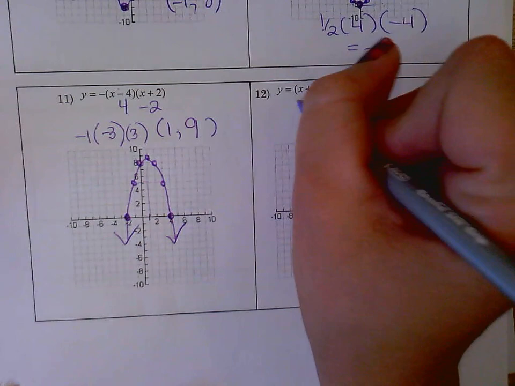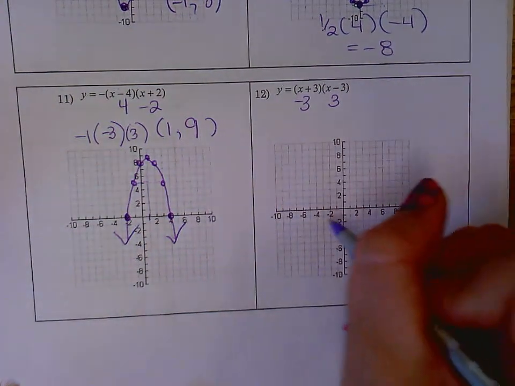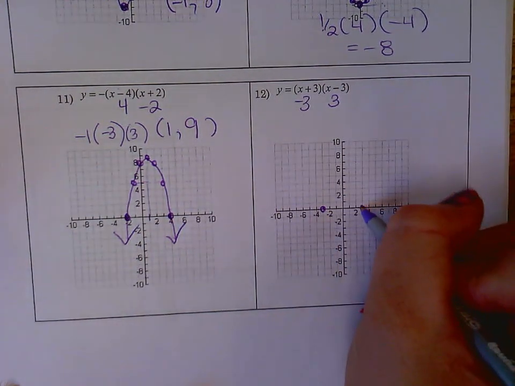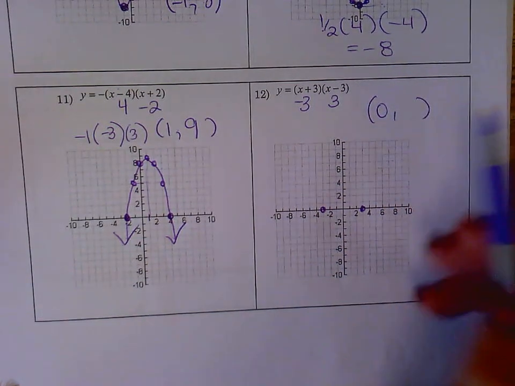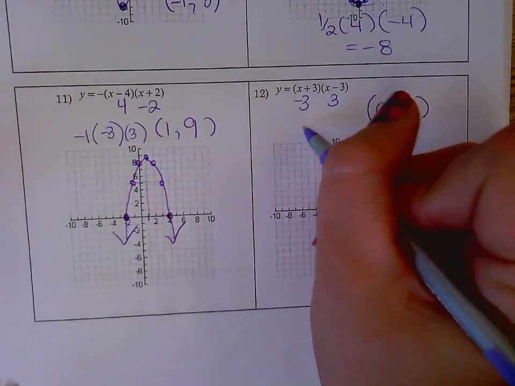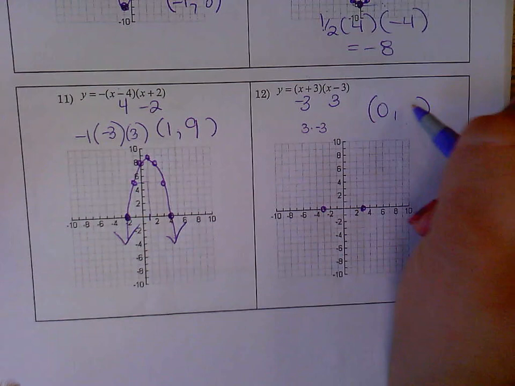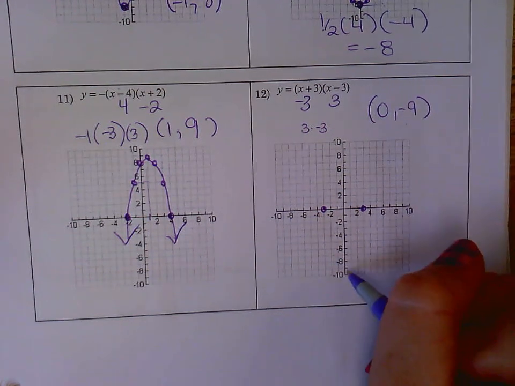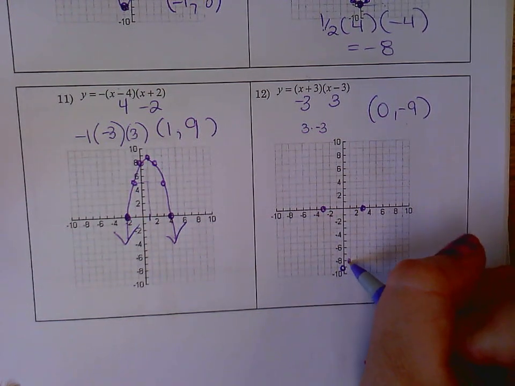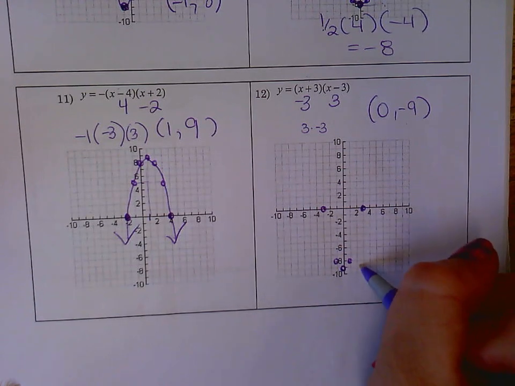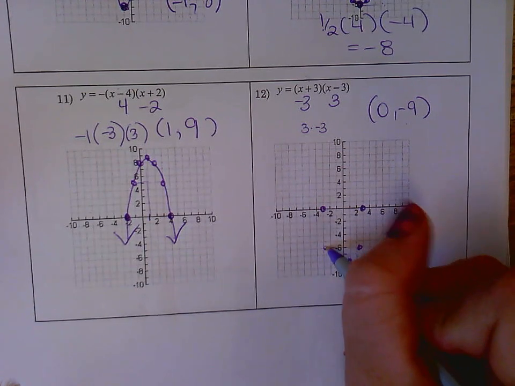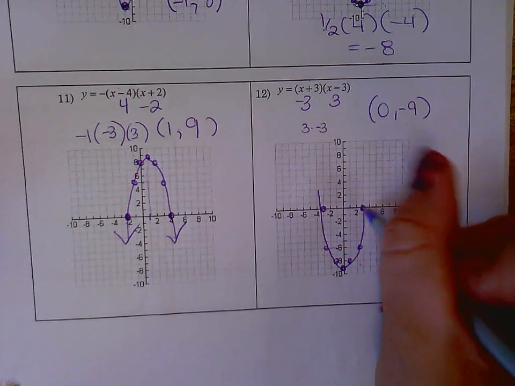All right, intercepts at -3 and +3, so halfway in between is 0. When I plug 0 in, I get 3 times -3, which is -9. So I'm down here at -9. Parent function, 1, 1, 2, 4, and over 3 up 9 hits my x-intercepts.